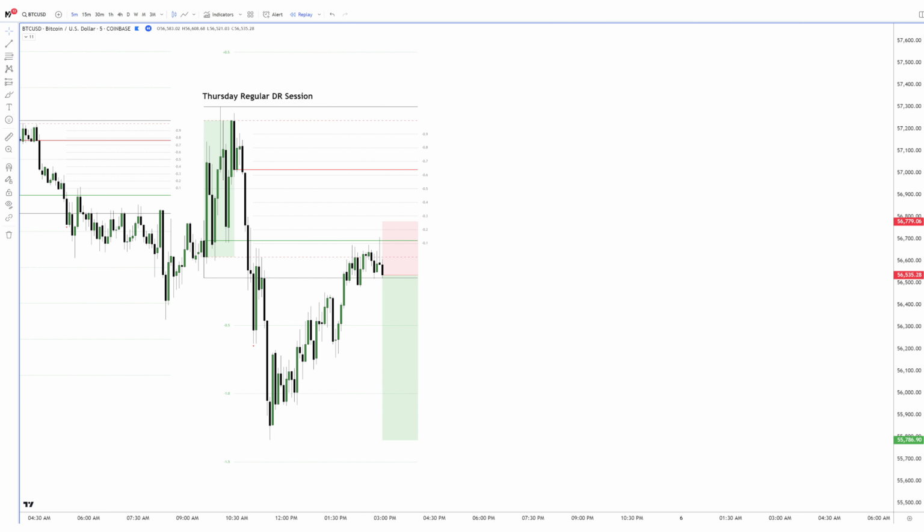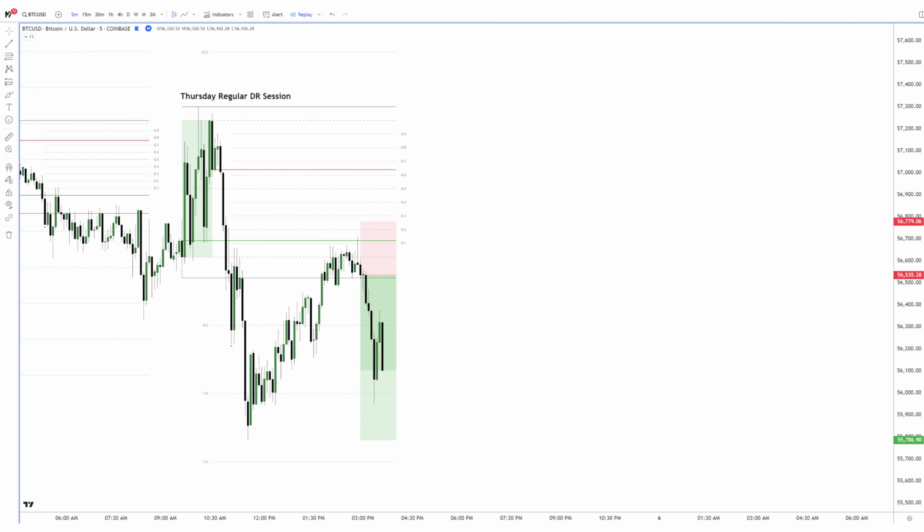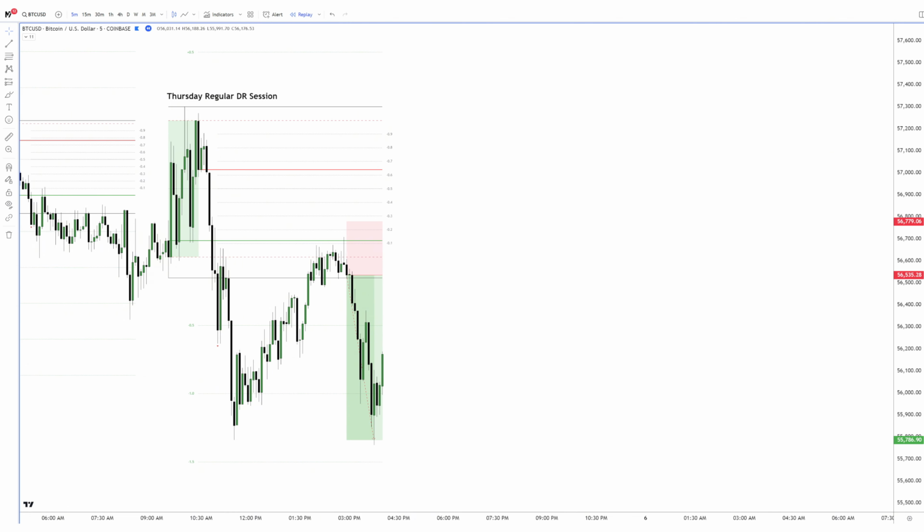With all those rejections from the opening price, this can be your setup here, targeting a new low or close the position at the end of the session at 4 p.m.